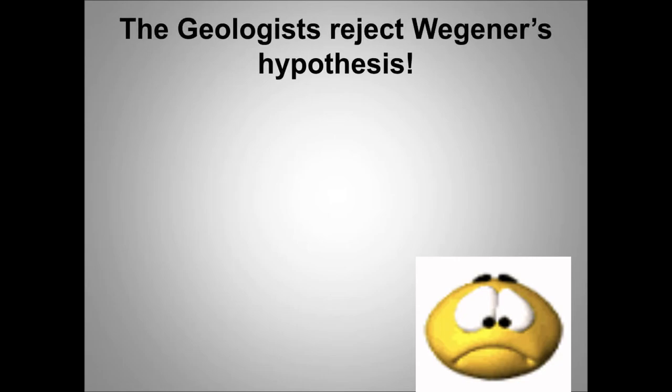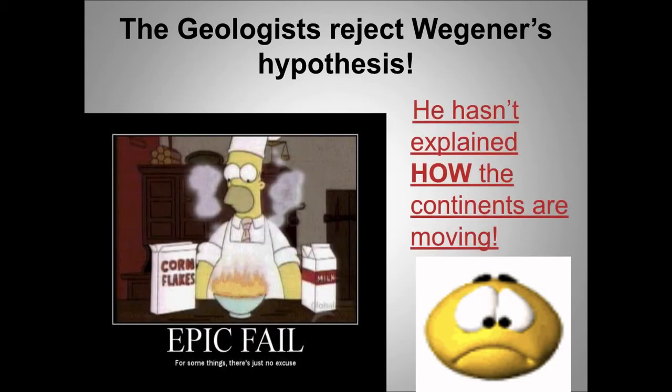So, of course, all the scientists just love and adore Alfred Wegener. They're like, oh my gosh, you're a genius. You're so smart. They didn't do that. They were like, no, Wegener, you're crazy. You're so silly. All right, and the reason they did that is because in his hypothesis, he could not explain how the continents move. This was Wegener's biggest downfall.